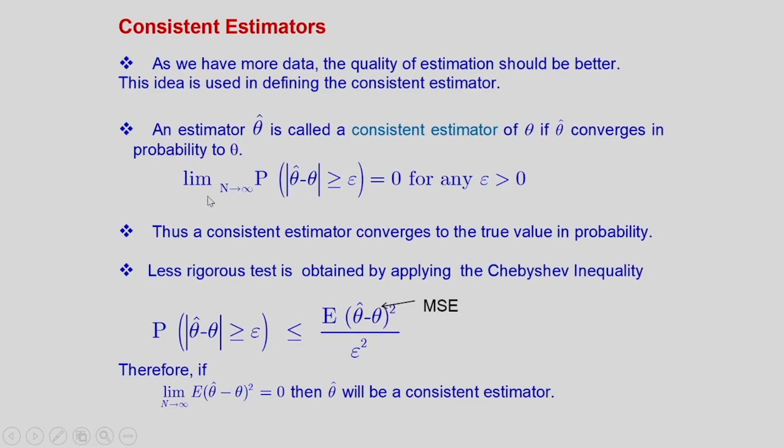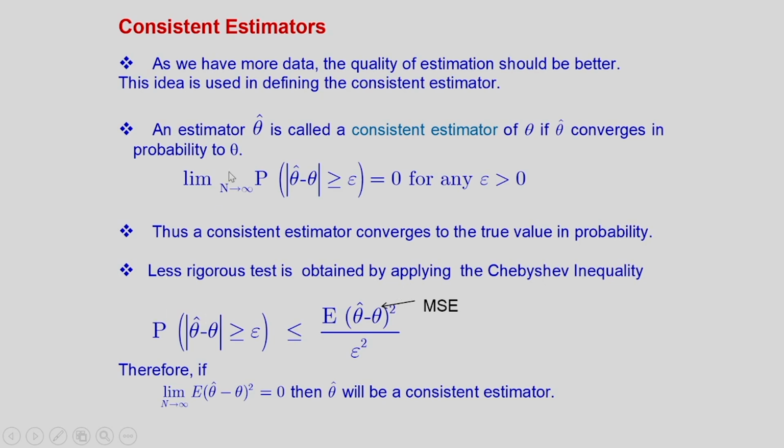Convergence in probability is defined in this way: the limit as n tends to infinity of the probability of mod of theta hat minus theta greater than or equal to epsilon. That means the probability of the deviation, as n tends to infinity, should go down to 0 for any epsilon greater than 0. That way we have defined a consistent estimator. Thus, a consistent estimator converges to the true value of theta in probability.